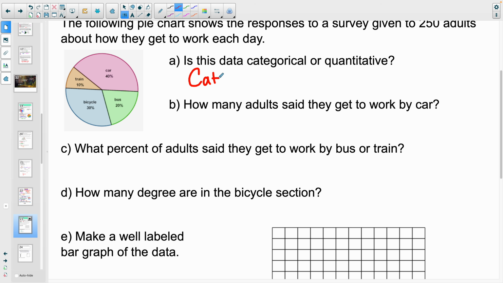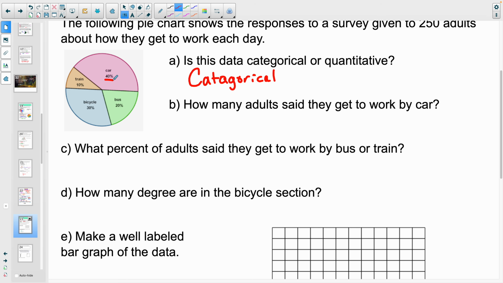We ask people, how do you get to work? Categorical. And they give us word responses. They said train, bike, car, or bus. Now, part B says, how many adults said they get to work by car? Well, if we look at car, it's this piece here that says 40%.